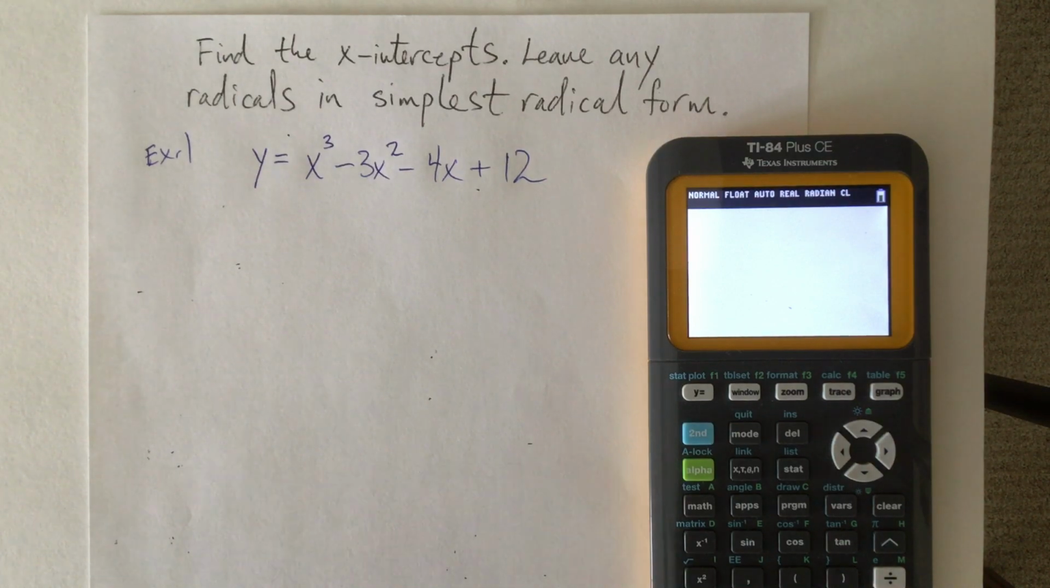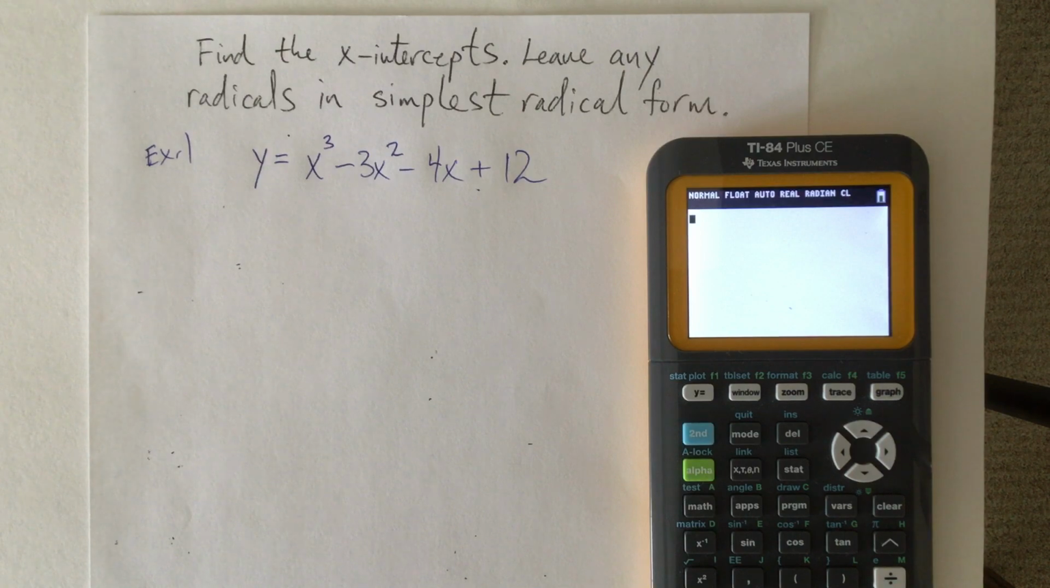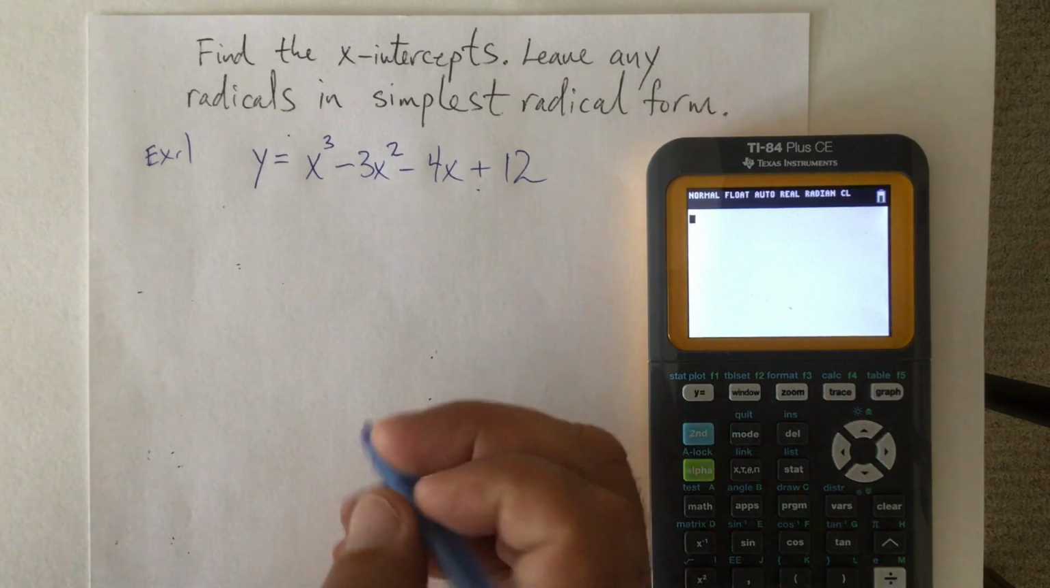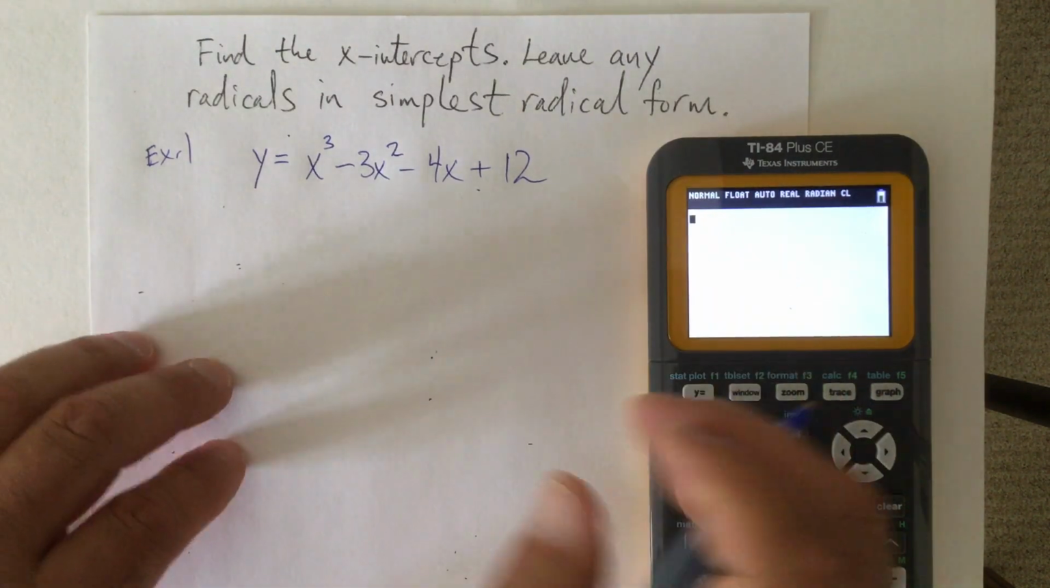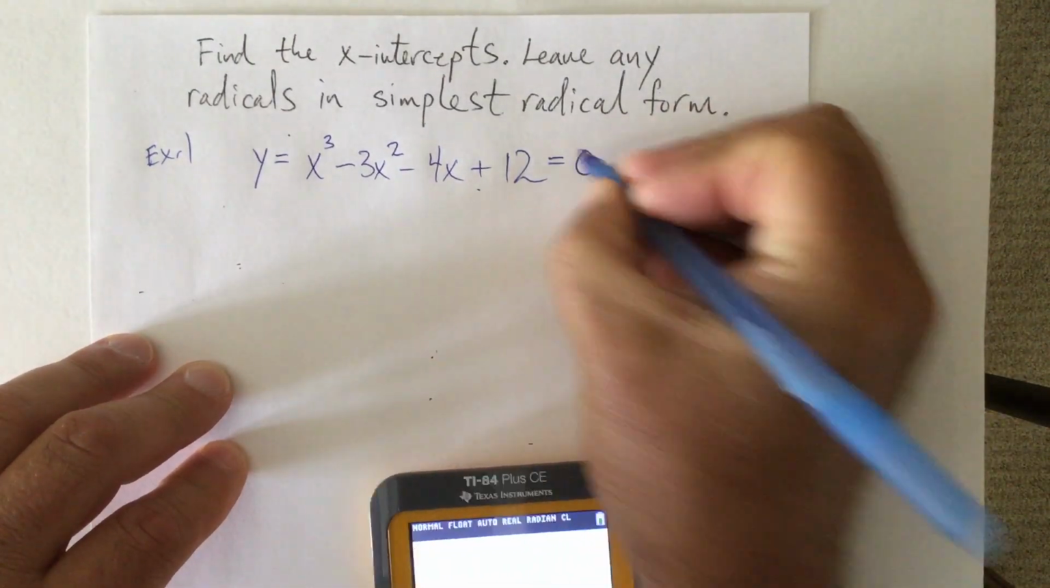Before I do this problem, you'll see it says find the x-intercepts, leave any radicals in simplest radical form. And they gave me a polynomial, y equals blah, blah, blah. When you get your first assignment on these kinds of things, the first worksheet's written in this practice style. What you're going to do is set this equal to 0.